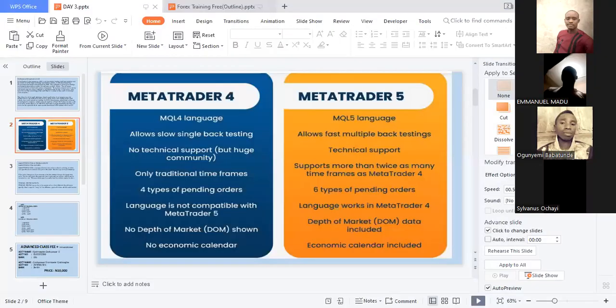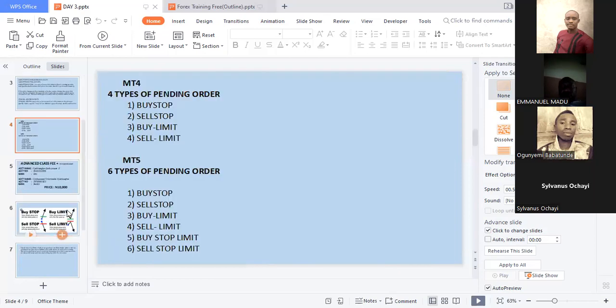So like I was saying, MetaTrader 4 has 4 pending orders. MetaTrader 5 has 6 pending orders. I've been opportune to work with the 2 of them. I discovered that MetaTrader 4 looks so much like Windows 7, and MetaTrader 5 looks so much like Windows 10. Please, let's quickly proceed. I'll give you all these PDFs to read. So this is it. MetaTrader 4 has buy stop, sell stop, buy limit, and sell limit. MetaTrader 5 has buy stop, sell stop, buy limit, sell limit, buy stop limit, and sell stop limit.